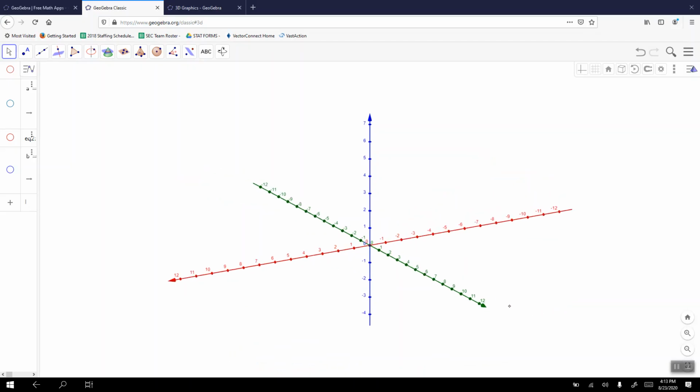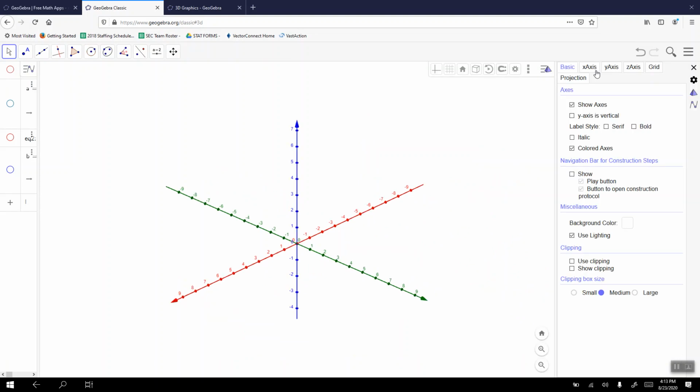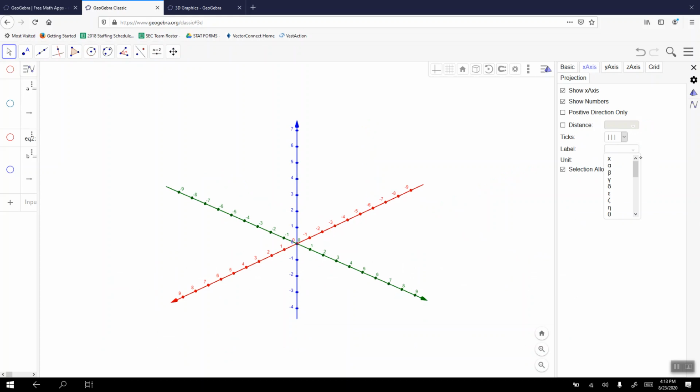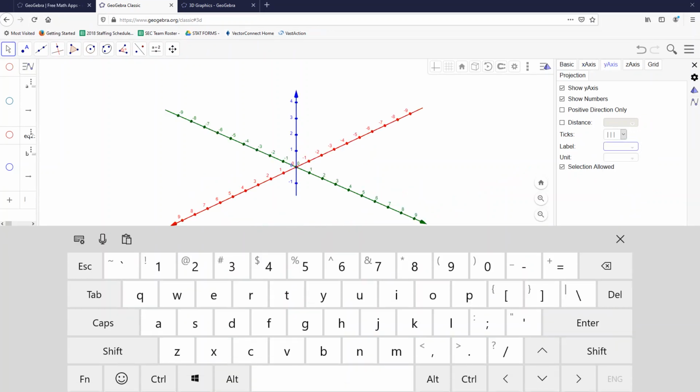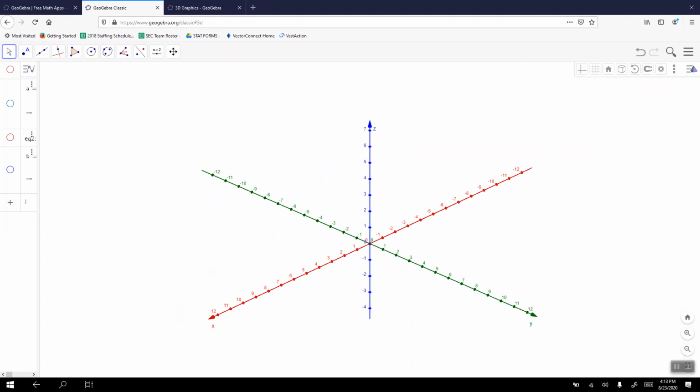Here we are on GeoGebra. I have my x, y, and z coordinate system here. What I'm going to do really quickly is make sure that these coordinate axes are labeled. Here we go. So we've got our x axis, then our y axis, and finally our z axis. There we are. So we have our x, y, and z axes.